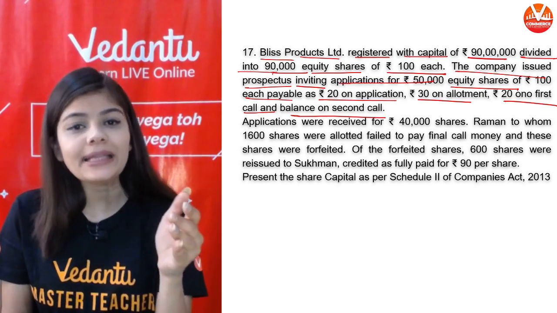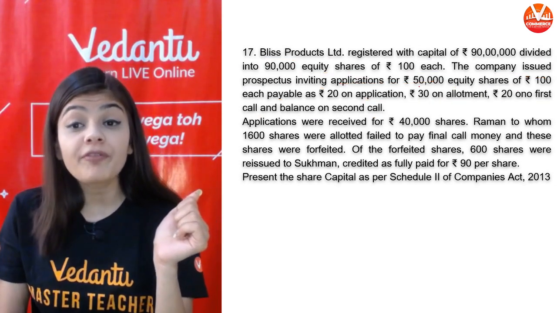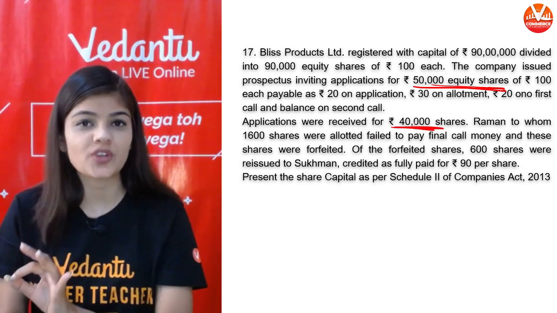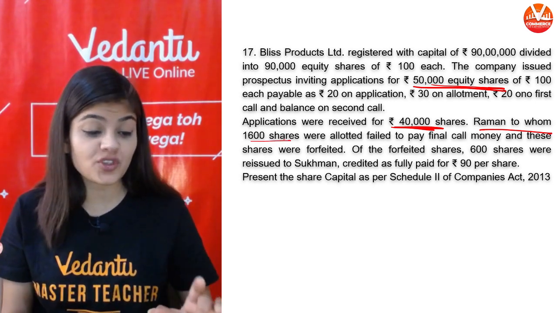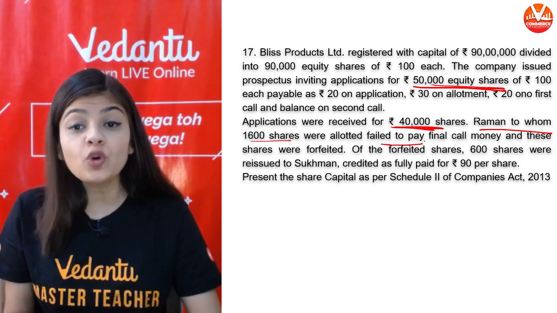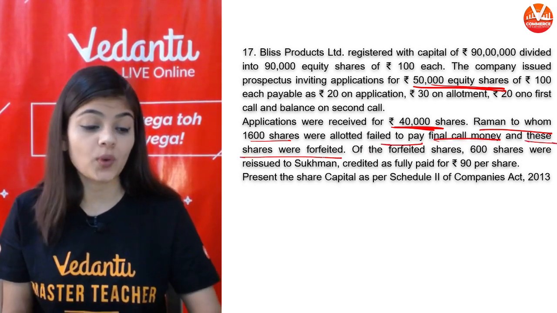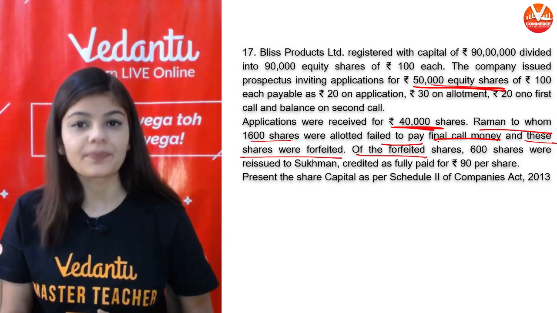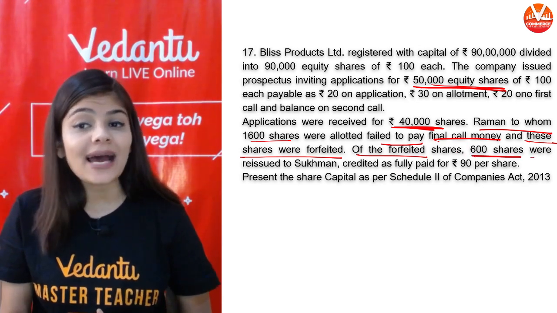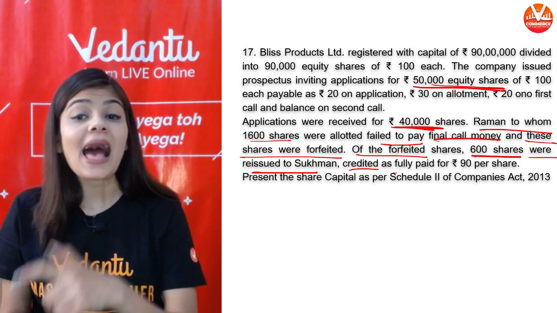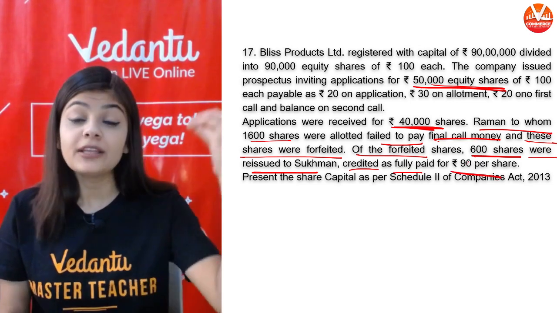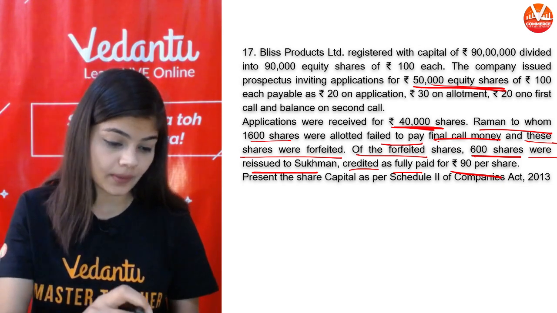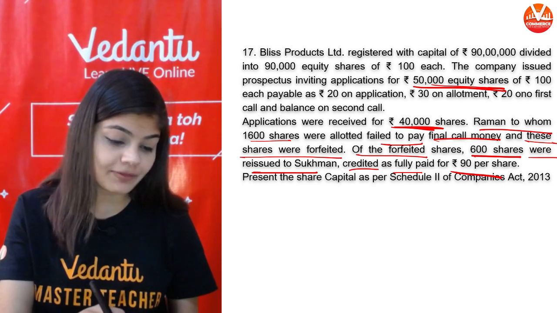So the company has issued 50,000 equity shares, and the applications were received for 40,000 shares. Raman, to whom 1600 shares were allotted, failed to pay the final call money and these shares were forfeited. हमने उसके shares को क्या कर दिया? Forfeiture कर दिया. And out of these 1600 shares, 600 shares were reissued to Sukuman, credited as fully paid up for 90 per share. The fully paid up share is now reissued for 90, that is, it is reissued at discount. So now we have to pass the journal entry.